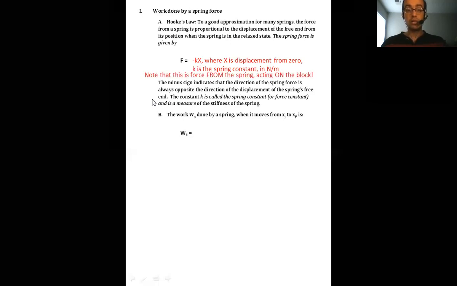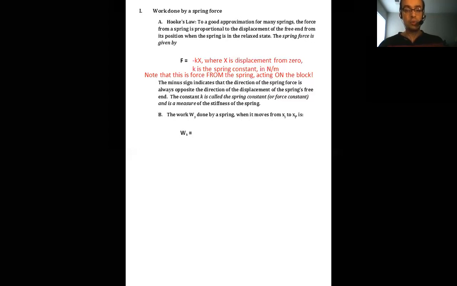And also note that this is the force that is coming from the spring acting on the block. So if you have something that's going in a positive direction, then the force from the spring is considered to be acting in a negative direction. So the minus sign indicates that the direction of the spring force is always opposite the direction of the displacement of the spring's free end. The constant K is called the spring constant or the force constant, and it's a measure of the stiffness of the spring.